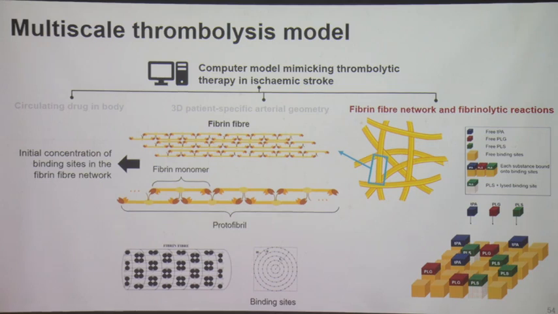So I will probably not go through too much of the details here. Basically, this just says that the model also considered the microstructure of the fibrin, because you have to come up with an estimation of the number of binding sites. In order to calculate the binding sites, you have to look at the microstructure of the fibrin, and the chemical reaction will decide how quickly the binding site will degrade.